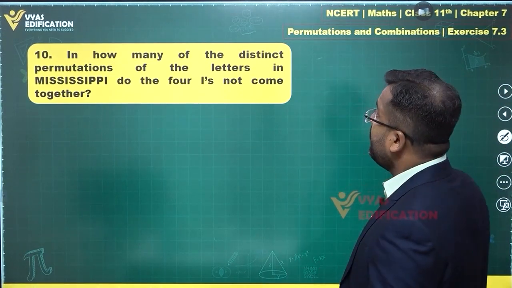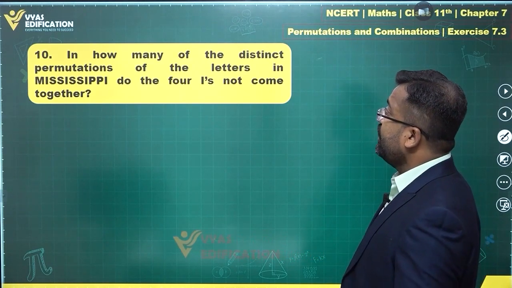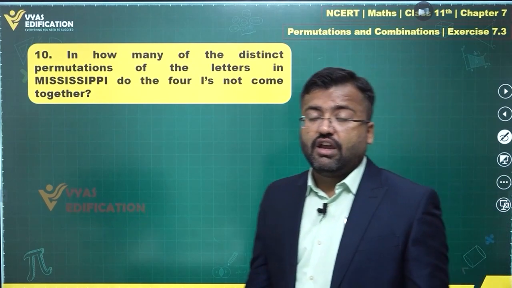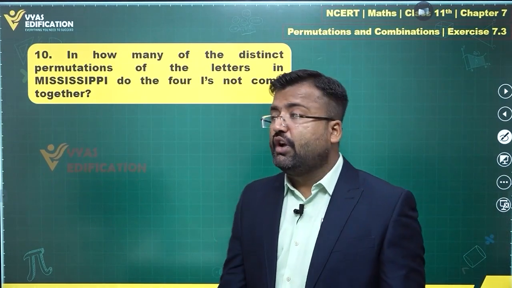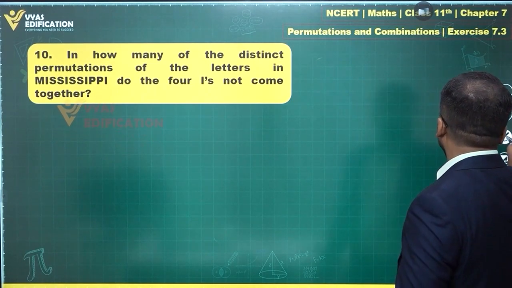Question 10 says, in how many of the distinct permutations of the letters in Mississippi do the 4 I's not come together? Okay, the 4 I's do not come together. That's what the question is asking: how many of the distinct permutations of the letters in this word?